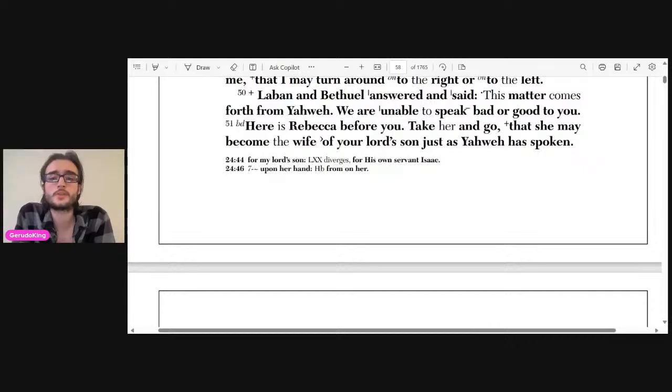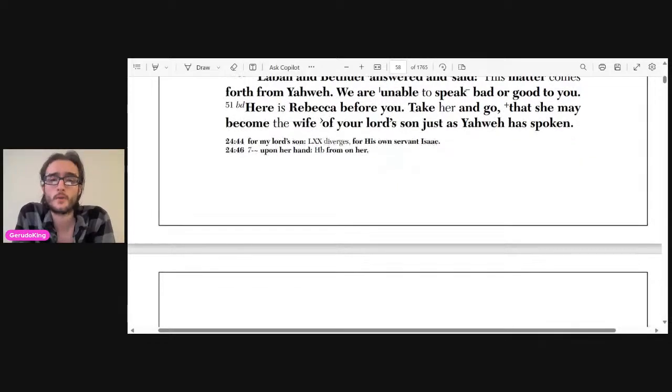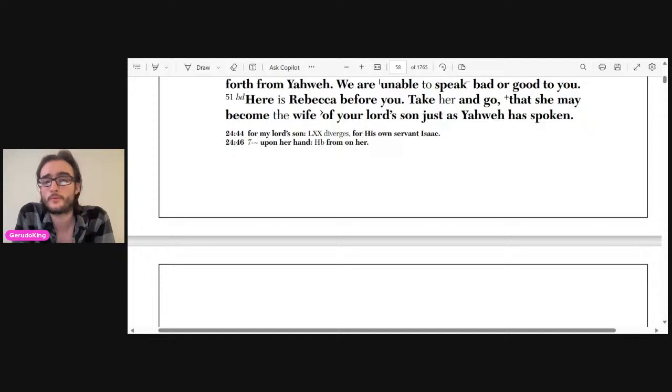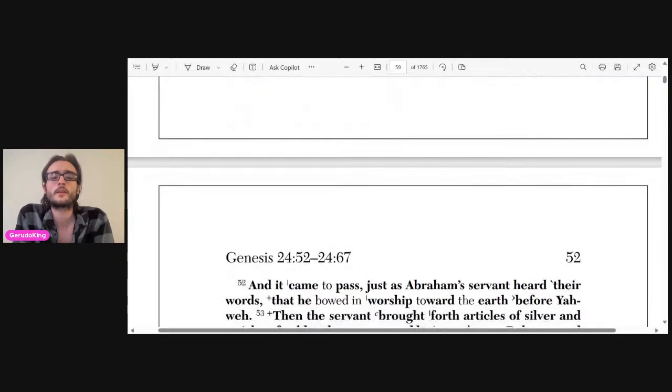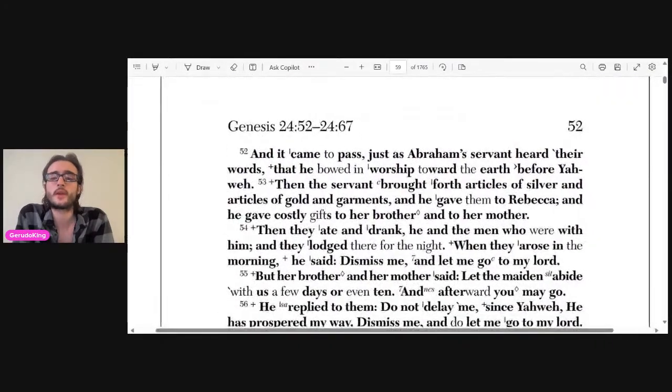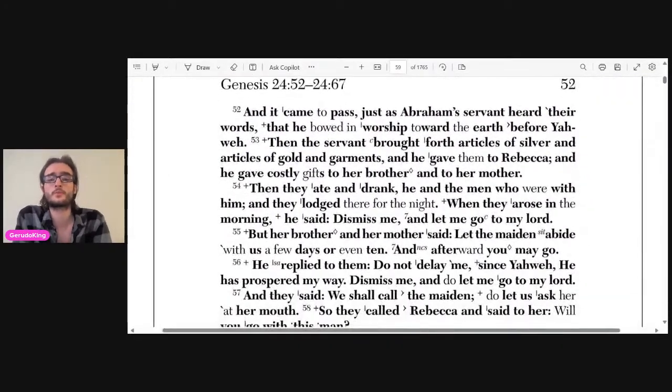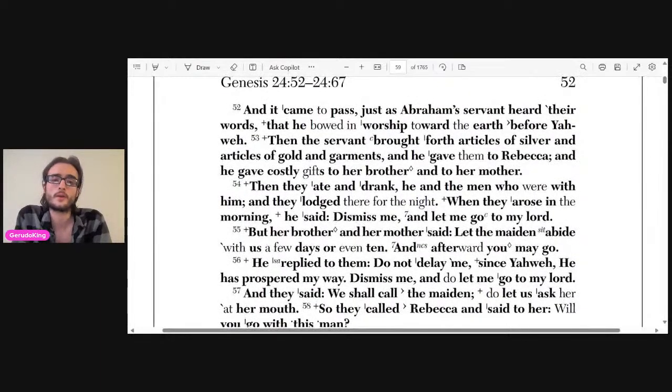Laban and Bethuel answered and said, "This matter comes forth from Yahweh. We are unable to speak bad or good to you. Here is Rebekah before you. Take her and go, that she may become the wife of your Lord's son, just as Yahweh had spoken." And it came to pass, just as Abraham's servant had heard their words, that he bowed in worship toward the earth before Yahweh. Then the servant brought forth articles of silver and articles of gold and garments.